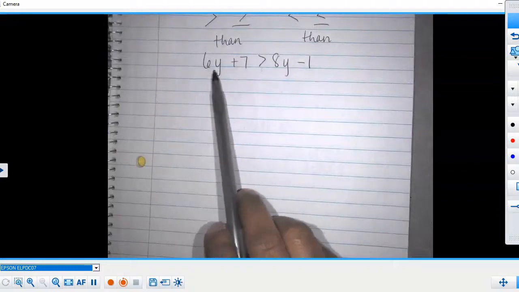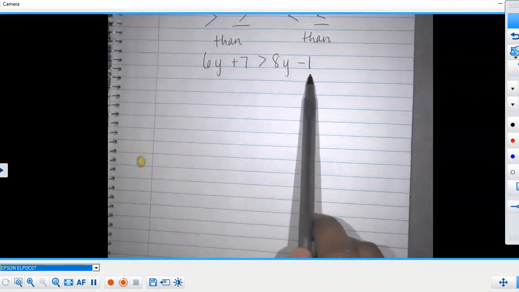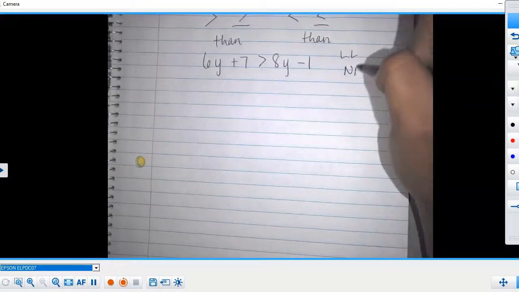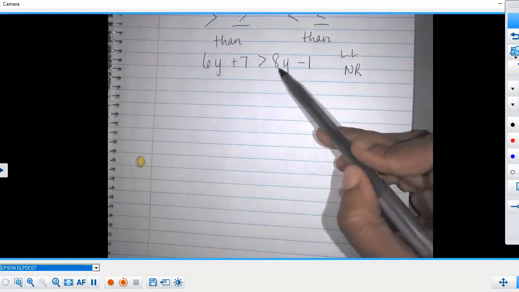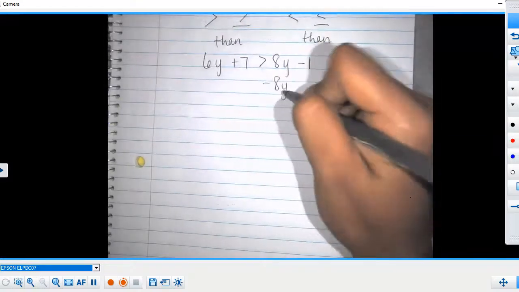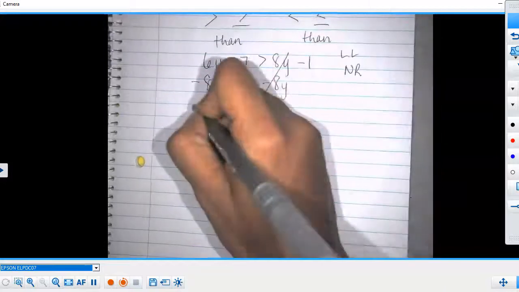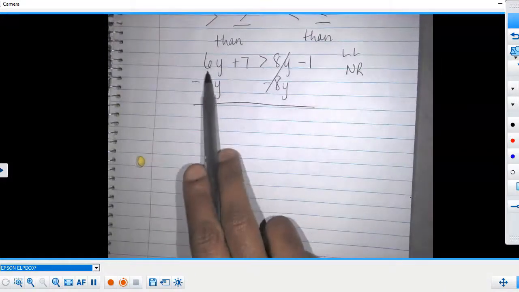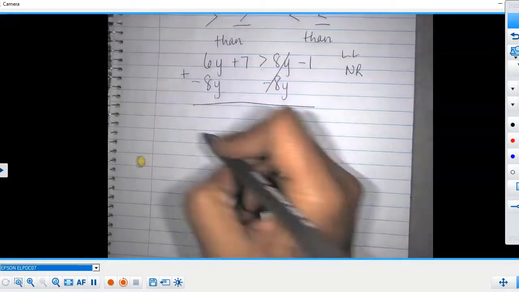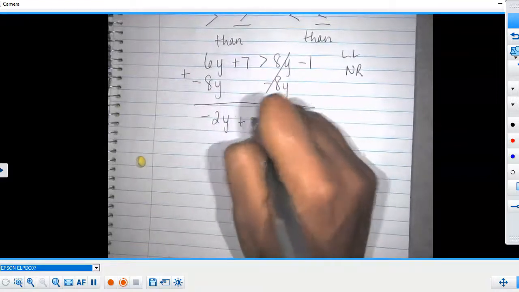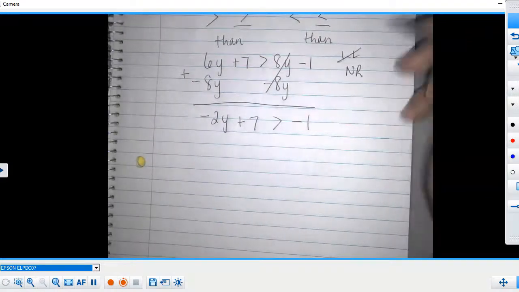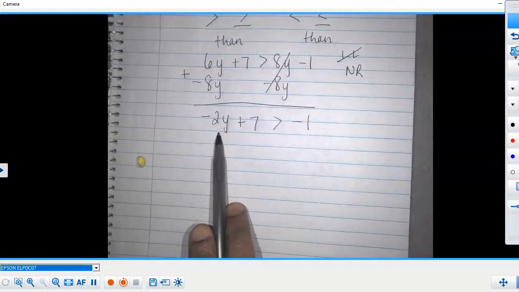So now when I look at this, I say, hey, there it is. It's a letter and a number, a variable and a constant. So I've got to do letters left, numbers right in this step. Letters left, numbers right. And I notice that this is a positive 8y, so I'm going to do a minus 8y. That's gone. And then I notice this is 6y minus 8y, and if I put a little plus, I can tell that I need to subtract and keep the sign of the bigger number. So this is a negative 2y plus 7 greater than negative 1. All right, letters to the left are all taken care of here. Now numbers to the right.